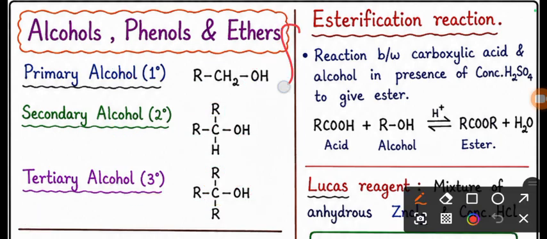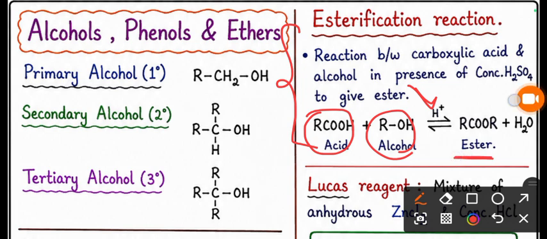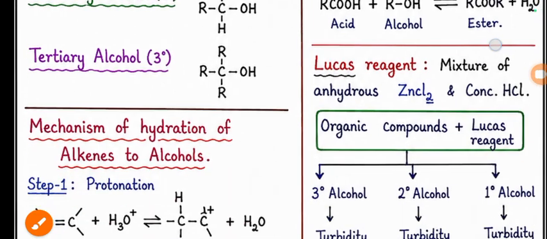Second, very important for 2 marks, the esterification reaction. It's a reaction between carboxylic acid and alcohol in the presence of concentrated sulfuric acid to give ester and water. This is the esterification reaction. For 2 marks they are going to ask.